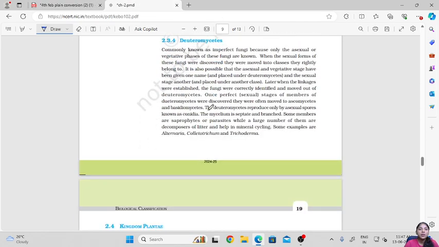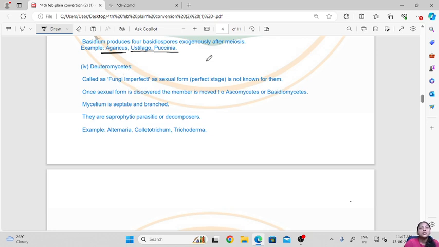Then the last type are the Deuteromycetes. These are also called fungi imperfecti, as the sexual form is not known for them. Once a sexual form is discovered, the member is moved to Ascomycetes or Basidiomycetes. So the fungi in the Deuteromycetes do not undergo sexual reproduction, and once such a sexual form is seen, they are moved to either Ascomycetes or Basidiomycetes.